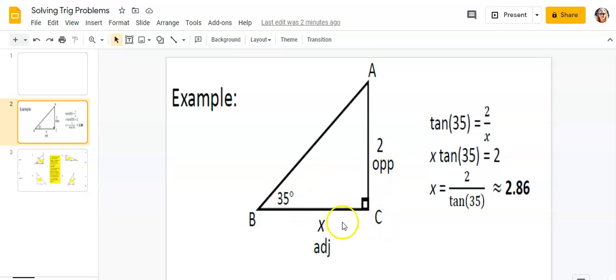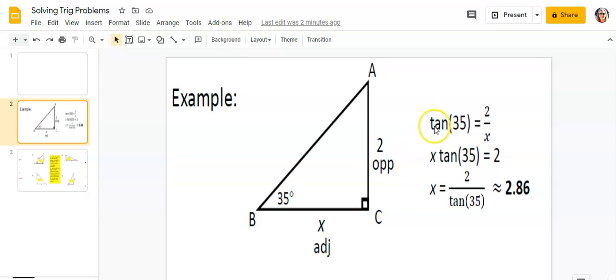So opposite over adjacent. That reminds me of TOA. That trig function has opposite and adjacent in the ratio. So I know I'm about to use tan. As soon as I figure out which trig function I'm going to use because of what they gave me, and it relates to the opposite and adjacent, which relates to tan, then I start setting up the equation.